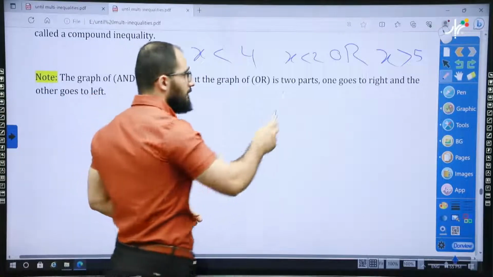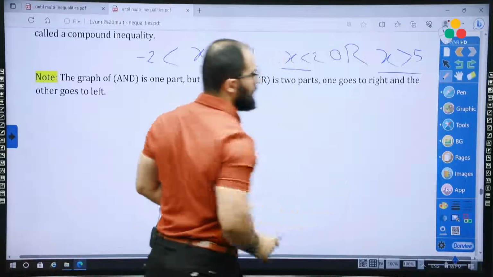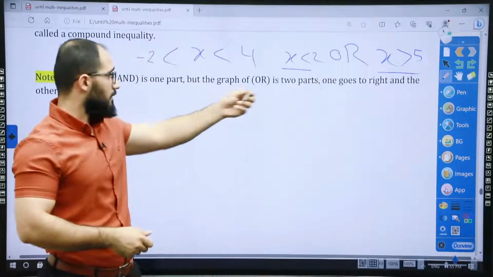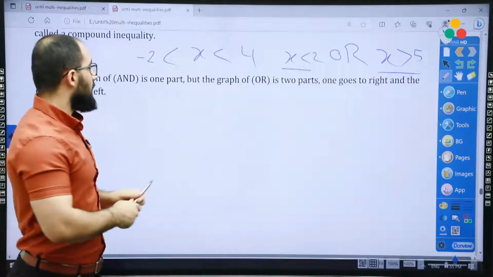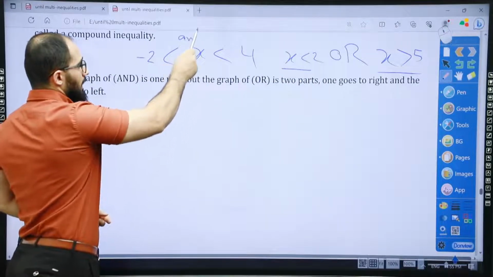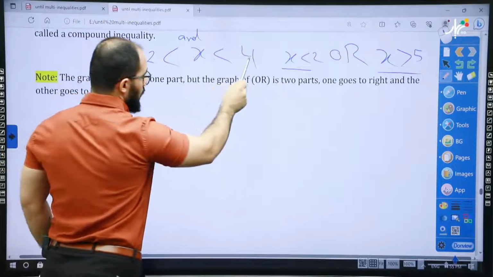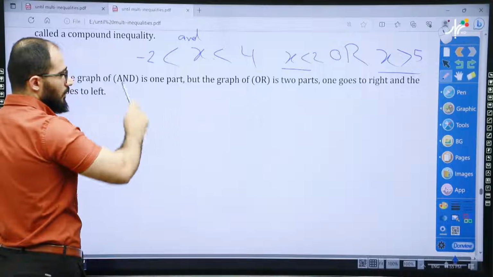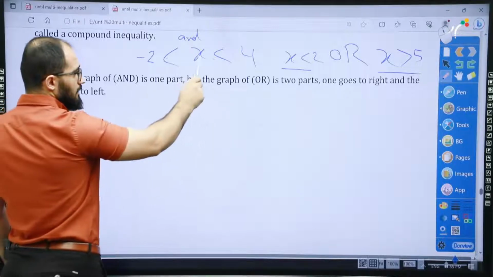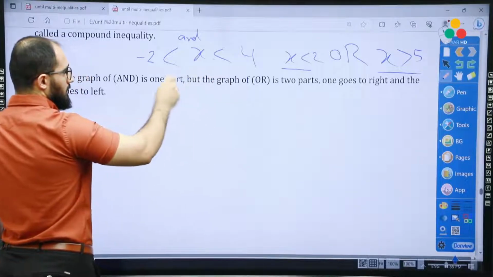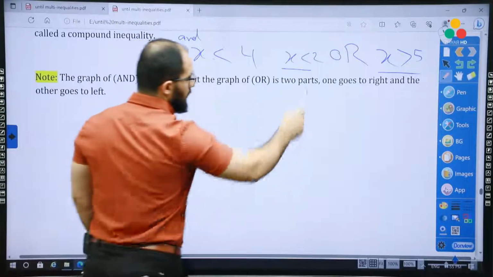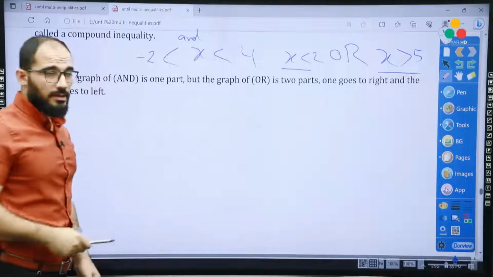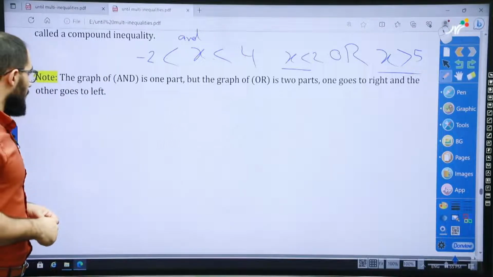You can see that we have two inequalities, and we combine them with "and" or with "or." This is the way we read it: x less than 4 and x greater than negative 2. And here, x less than 2 or x greater than 5. This is about the compound inequality.